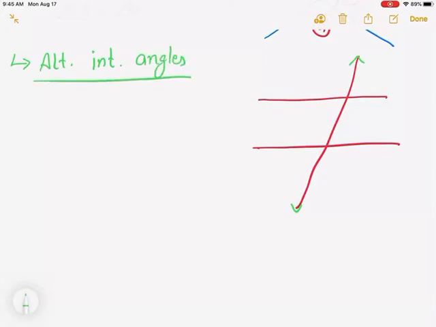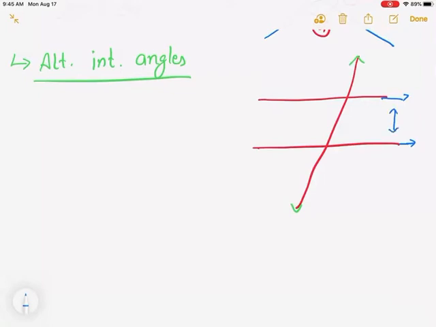Now trust me, you don't have to memorize anything. If you understand the name, that would be more than enough to understand the angle at the same time. Alternate means those angles are on opposite sides, and interior means those angles are inside the two parallel lines. So let me label these. This is my first parallel line, this is the second one. Those angles have to be inside, so I'm talking about this inside part here.